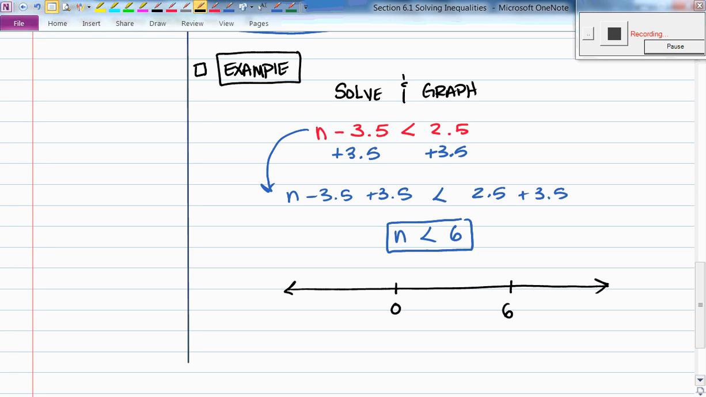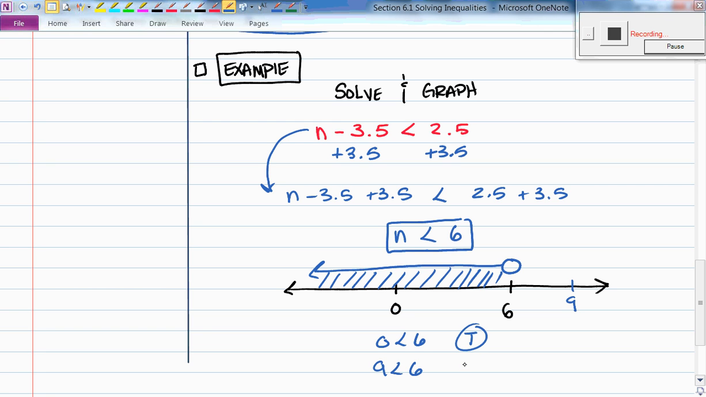Now, how do I apply the statement n is less than 6? What do I do, Josh? A hollow circle, yes. And it's pointing to the left because I want all numbers that are smaller than 6. And if you want to take a test point, you can plug in 0. Is 0 less than 6? Is that true? Yes, that is true. But if I take a point that's to the right of 6, let's say 9, is 9 less than 6? Is that true or false? No. That's false, so I do not want to shade that way.